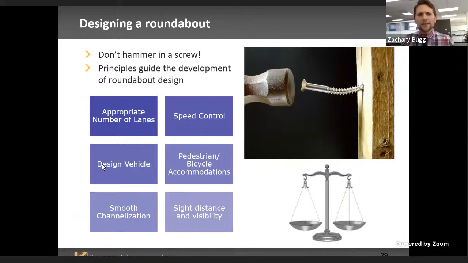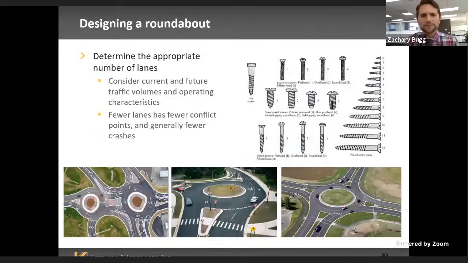When you design a roundabout, these are some of the steps that you'd use. Select the appropriate number of lanes. You want to get speed control with your approach curvature and deflection. Select the correct design vehicle. Hopefully these are some of the decisions that you all use in your transportation design, your highway design classes. You want to make sure you have an accessible facility for non-motorized users. So make sure you have treatments, crosswalk, bicycle facility treatments, and then also provide sight distance and visibility.